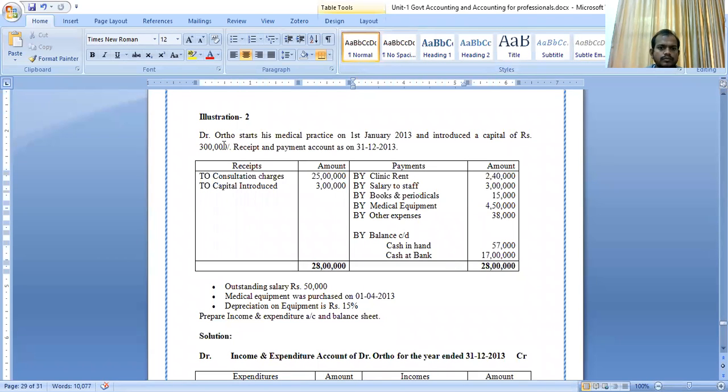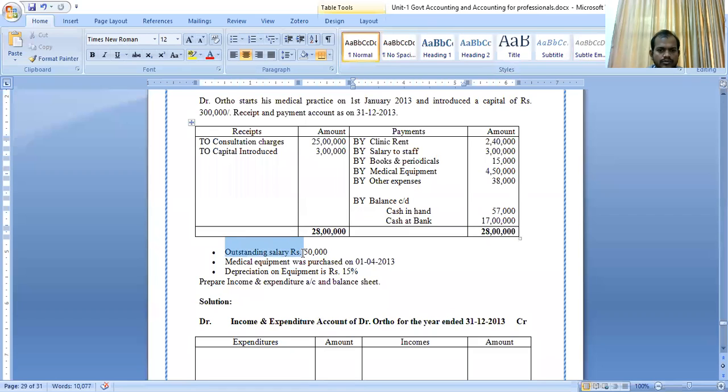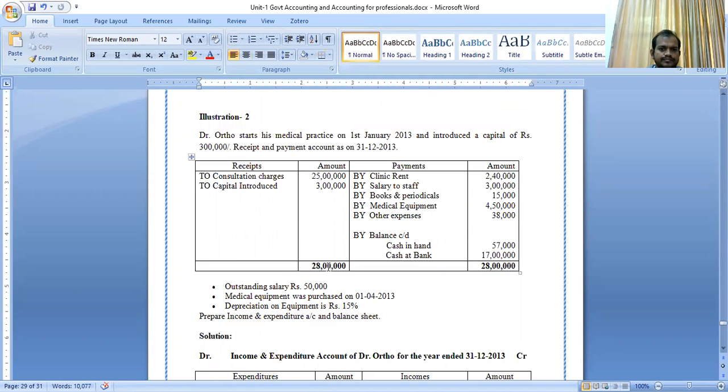So, illustration 2. Dr. Artho starts his medical practice on 1st January 2013 and introduced a capital of rupees 3 lakhs. Receipts and payment account as on 31st December 2013. The receipts and payment account has the closing balance of cash in hand and cash in bank. So outstanding salary, medical equipment purchased, depreciation. So prepare income and expenditure account and balance sheet.